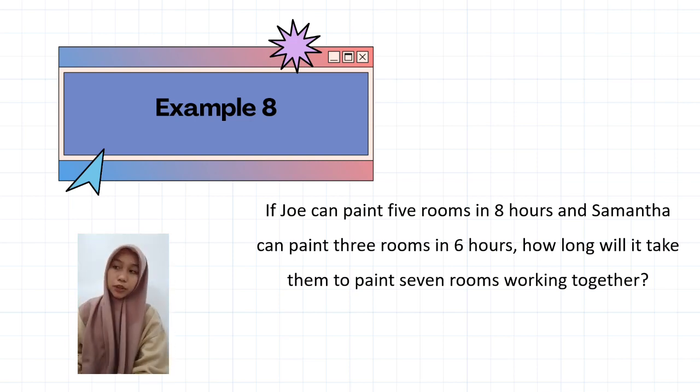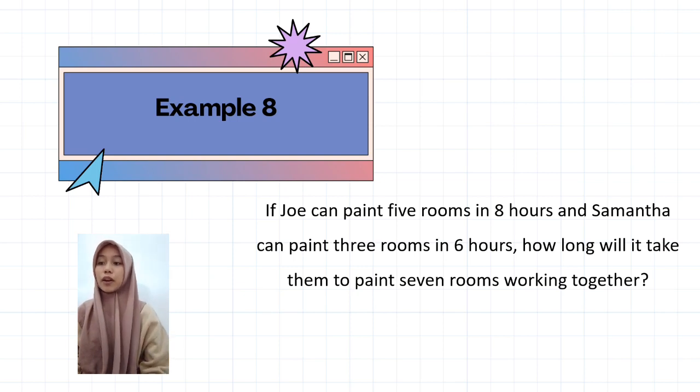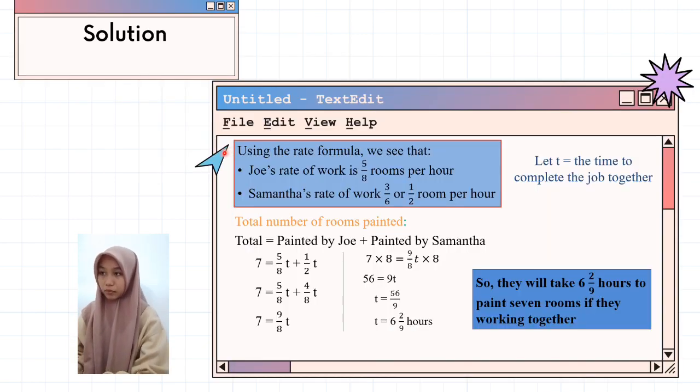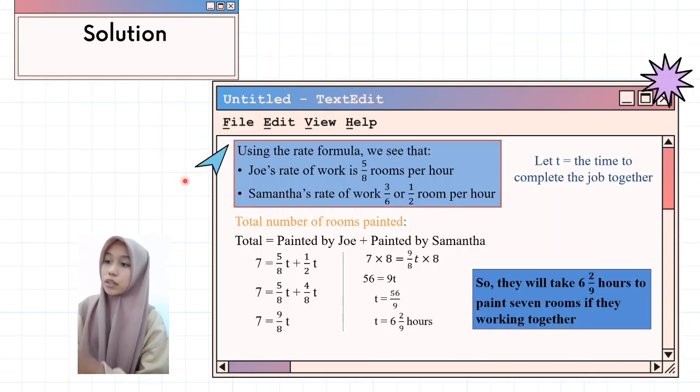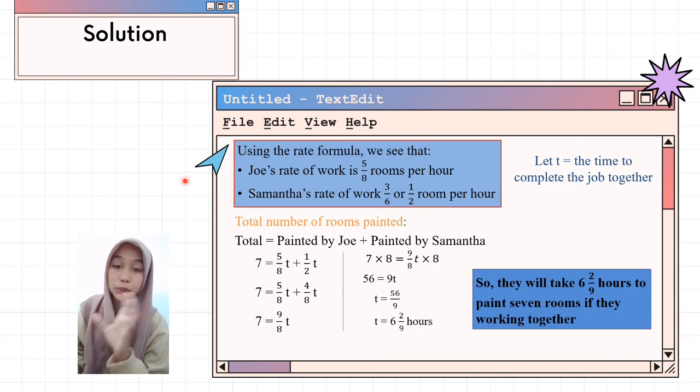This is the question for example 8. The question is, if Joe can paint 5 rooms in 8 hours and Samantha can paint 3 rooms in 6 hours, how long will it take them to paint 7 rooms working together? The solution is using the right formula. We see that Joe's rate of work is 5/8 rooms per hour, and Samantha's rate of work is 3/6 or 1/2 room per hour.